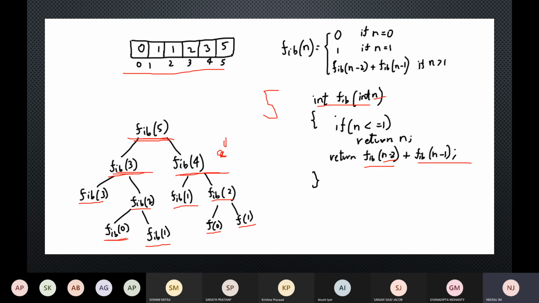How do you do it? You take fib 0 first, you fill the value. What is Fibonacci of 0? It is 0. Fibonacci of 1, it is 1. Then you go up again. Fibonacci of 2, it is nothing but 1. You keep storing these values.